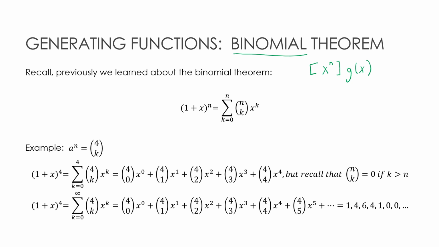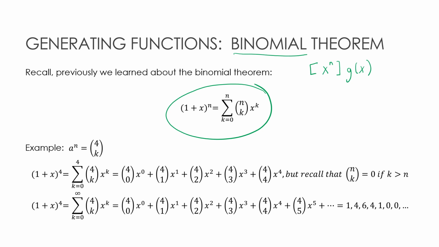So we do know the binomial theorem. We learned about it in this course. We've learned about it in other courses as well. So hopefully it's something that looks super familiar to you. (1 plus x) to the nth power can be rewritten as the summation as k goes from 0 to n of n choose k, x to the k.